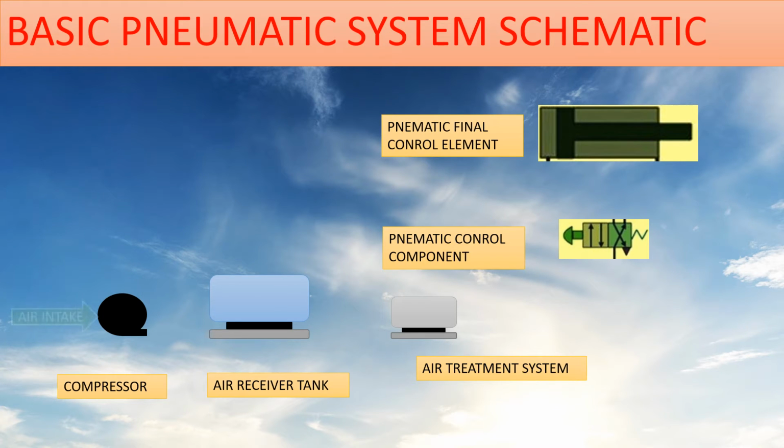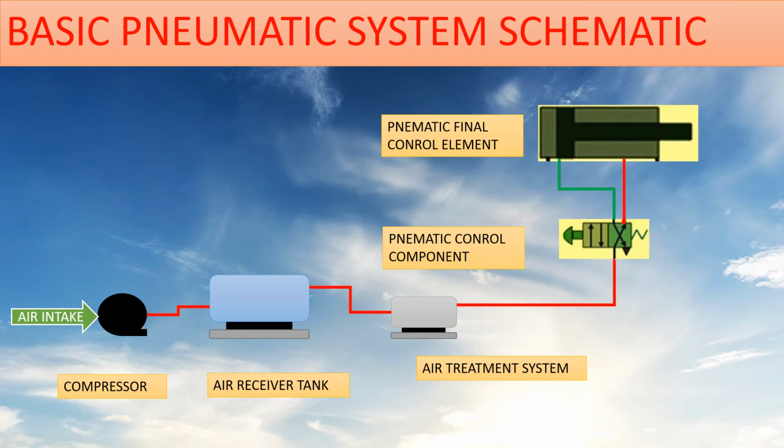control element. What happens is that the compressor sucks air, which is free of cost, from the atmosphere and compresses it to a higher pressure, and that compressed air is stored in the air receiver tank. From that tank it is regulated to a certain lower pressure and sent to the air treatment system, which purifies the air. That purified air is sent to the pneumatic control component, which finally drives and controls the final control element. This is the very basic arrangement or schematic of a pneumatic system. So I have explained from the air to the final control element.